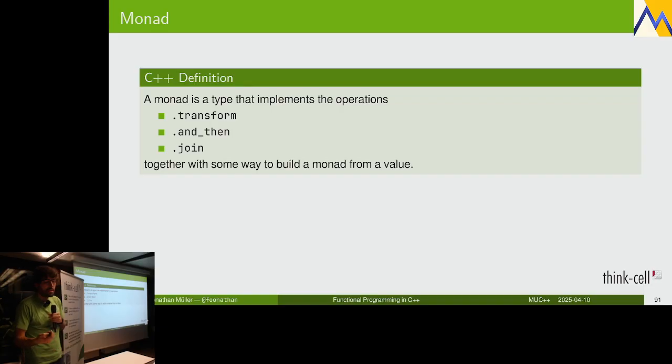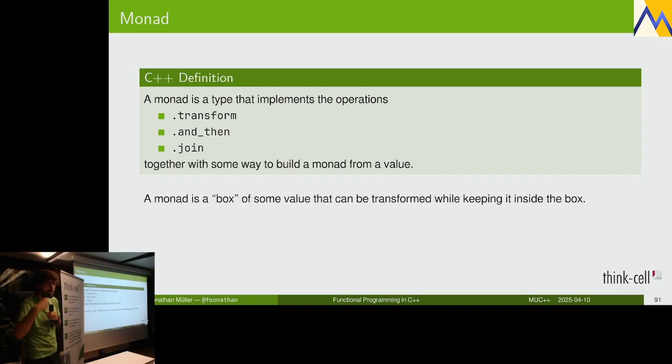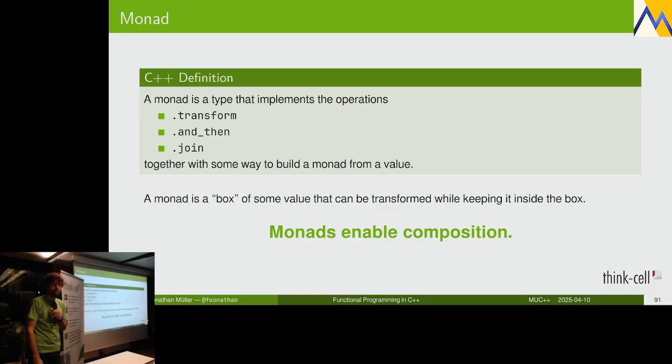And they're really nice. There's some sort of box of some value that can be transformed while keeping it inside the box, so to speak. Right? So we've got an optional t, we can transform it, still have an optional t. We've got an IO action, we can transform it, still have an IO action. And they're so essential for functional programming because they are what enable the composition. Right? And this is why functional programmers talk about monads all day, because they do composition, and monads are the thing that you need to do composition.